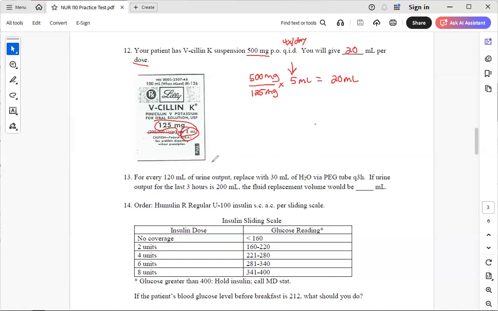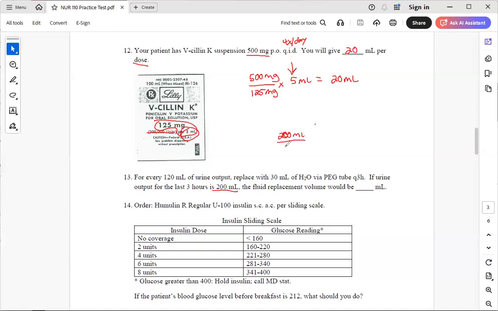So it says for every 120 milliliters of urine output, you're going to replace with 30 milliliters of water via PEG tube every 3 hours. If urine output for the last 3 hours is 200 milliliters, the fluid replacement volume would be what? So the way that I do this is I look at the actual output. So it's 200 milliliters, right? That's what the patient actually voided out.